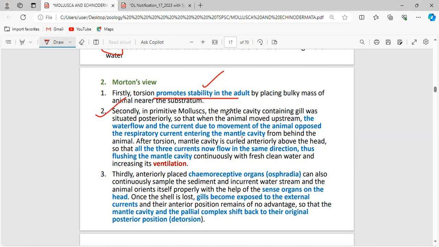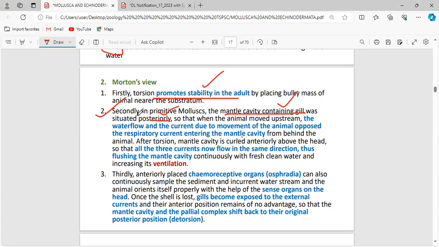Second thing, the mantle cavity containing gill. This we know, that the mantle cavity contains all the important organs like gills, and was situated posteriorly. What is the purpose of gill generally? It has to help in the respiration process.